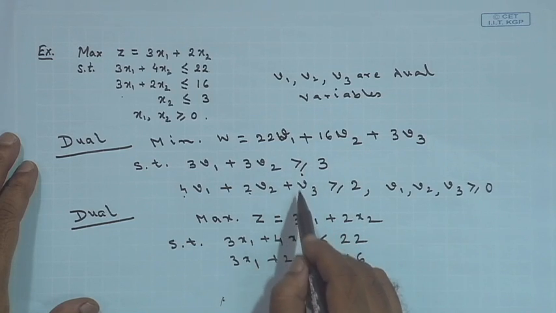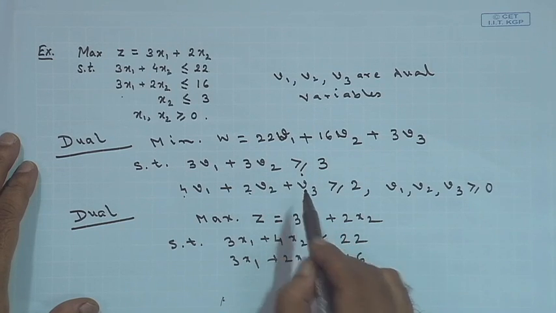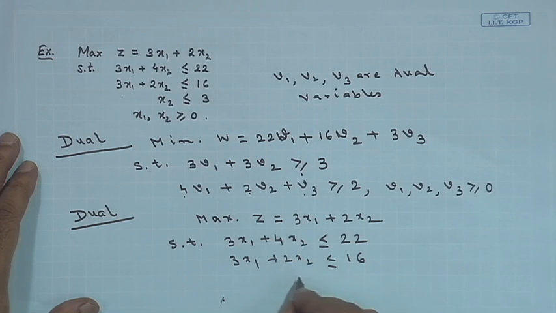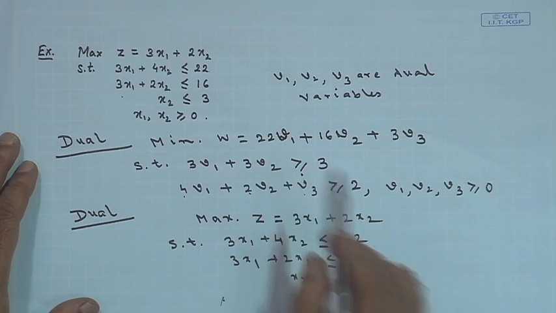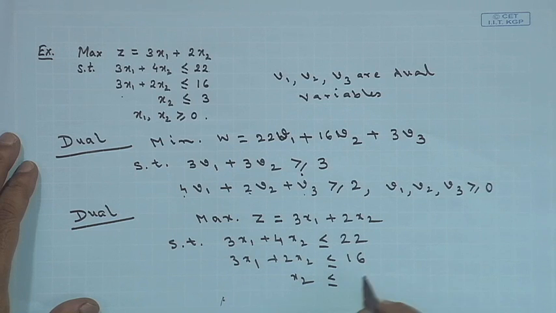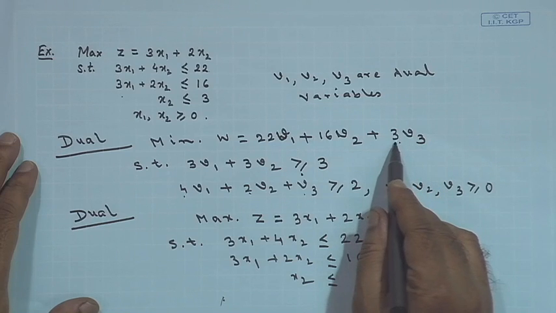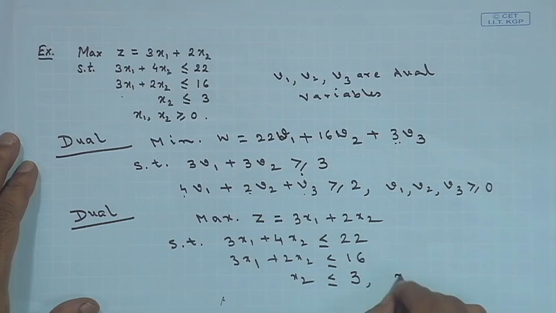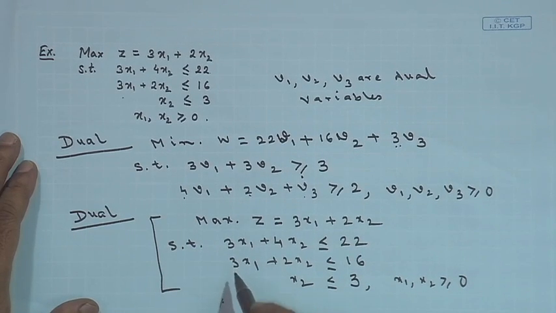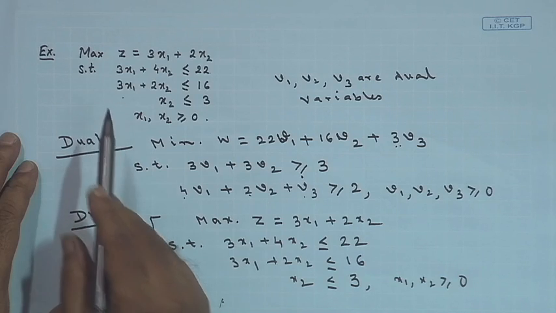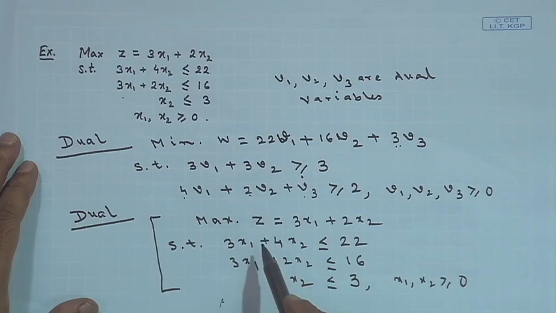Now, you take the third column corresponding to V3. Here only x2 will come. In the first one V3 is not there. So, x2 less than or equal to the coefficient of V3 in the objective function, that is 3, and x1, x2 greater than or equal to 0. And if you see, this problem is nothing but the original problem. Therefore, the dual of the dual gives you back the original problem. So, I hope it is a little clear. In the next lecture, we will solve one or two more problems on this.